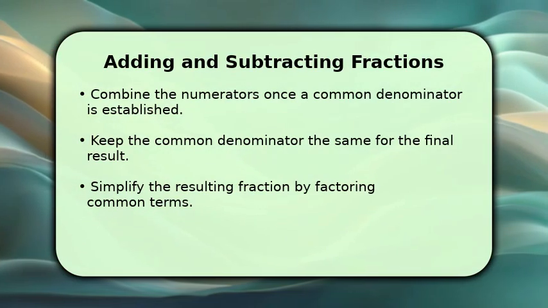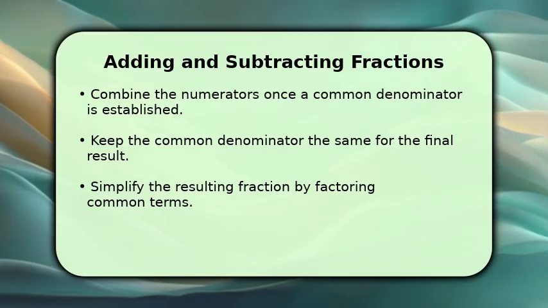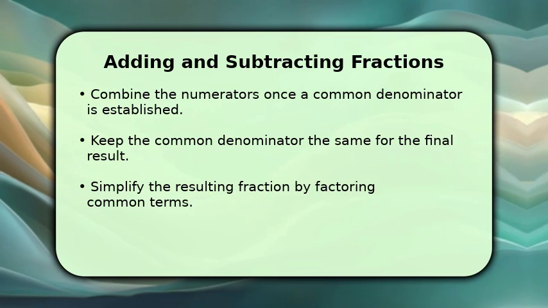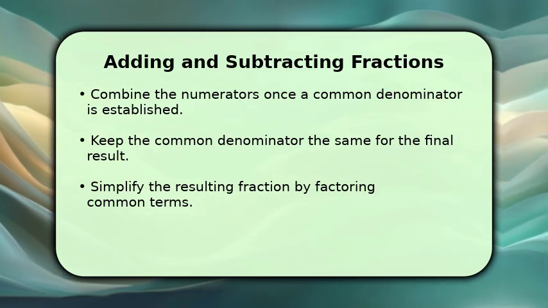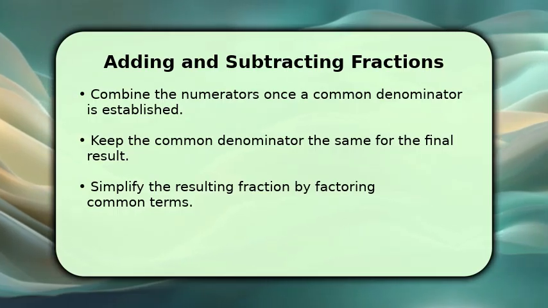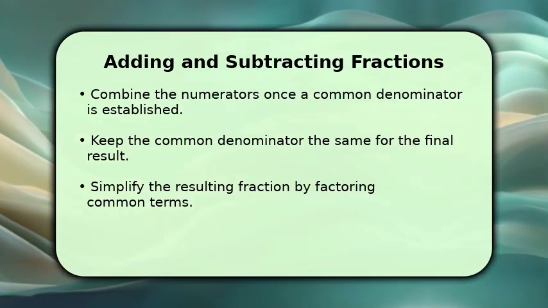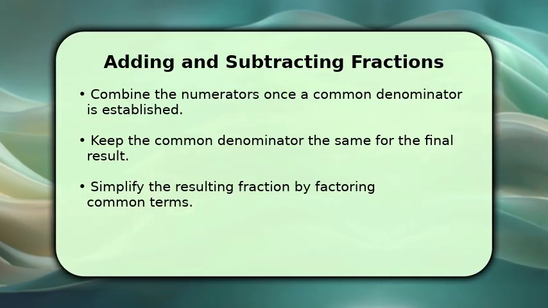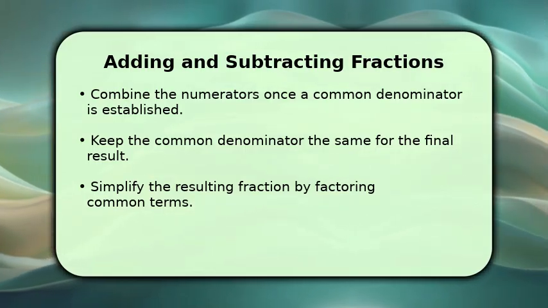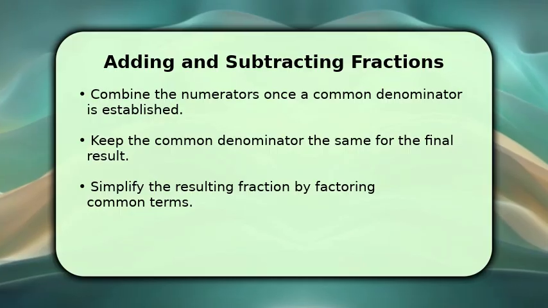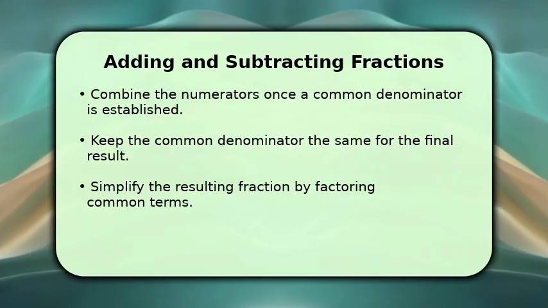With a common denominator in place, adding or subtracting algebraic fractions becomes straightforward. Simply combine the numerators, performing the indicated addition or subtraction. The common denominator remains unchanged in your result. Always remember to simplify the final fraction by factoring out any common terms from the numerator and denominator, if possible, to reach its simplest form.